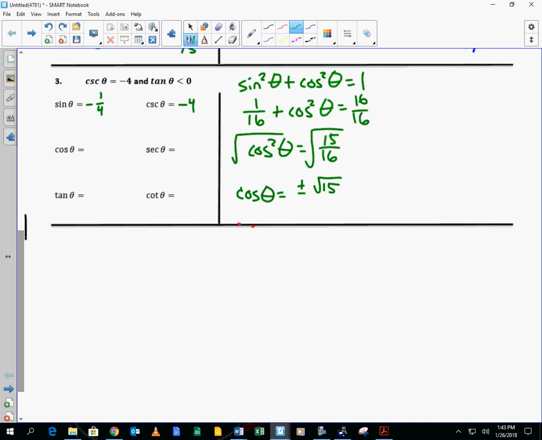Mr. Dulitz is being very emphatic about including that plus or minus. Very good, makes me very happy. 4 in the denominator. I figure out whether it's plus or minus. Got a quadrant. Help me out.